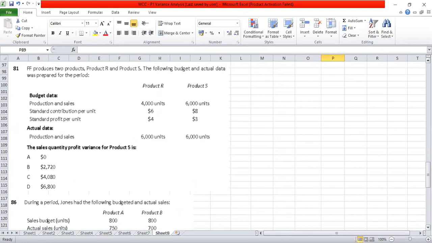Question number 81. FF produces two products, product R and product S. The following budget and actual data was prepared for the period. So product R is there, product S is there. Find out what is the sales quantity profit variance for product S. Okay.